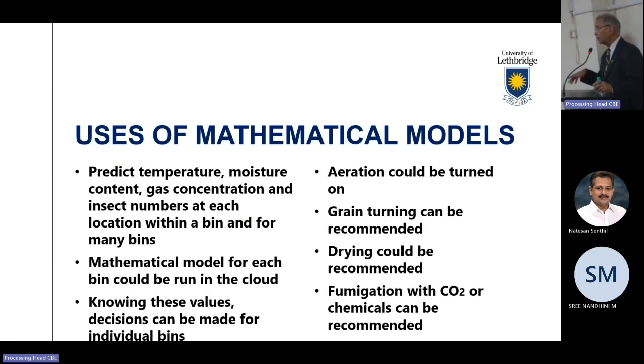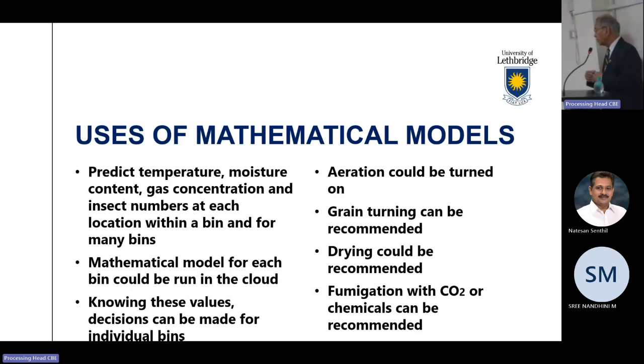Nowadays, nobody wants to wait on a computer to get an indication that it's working. After 1 or 2 minutes people start becoming impatient, so the model has to run very fast. That's why I'm saying supercomputer. And knowing these values, you can make decisions about individual bins. The kind of decisions you can make: aeration could be turned on, for example, if the grain is not at uniform temperature. Grain turning could be recommended. What that means is if there are too many differences in the grain temperatures, taking the grain out of one bin and putting it in another bin equilibrates the temperature.